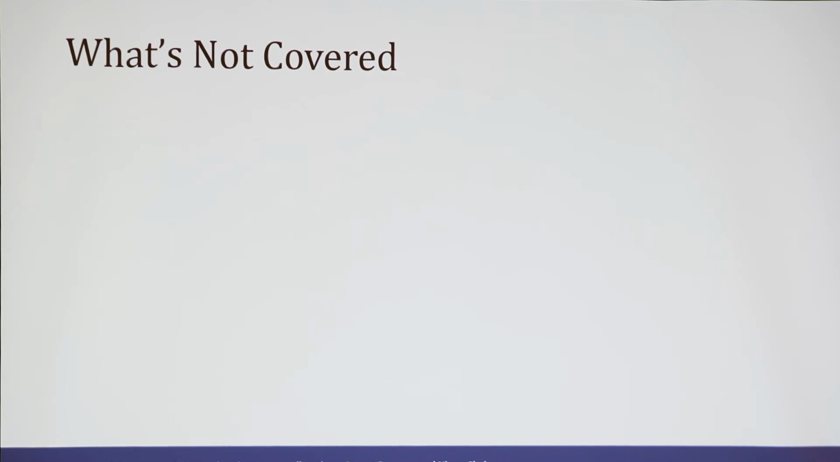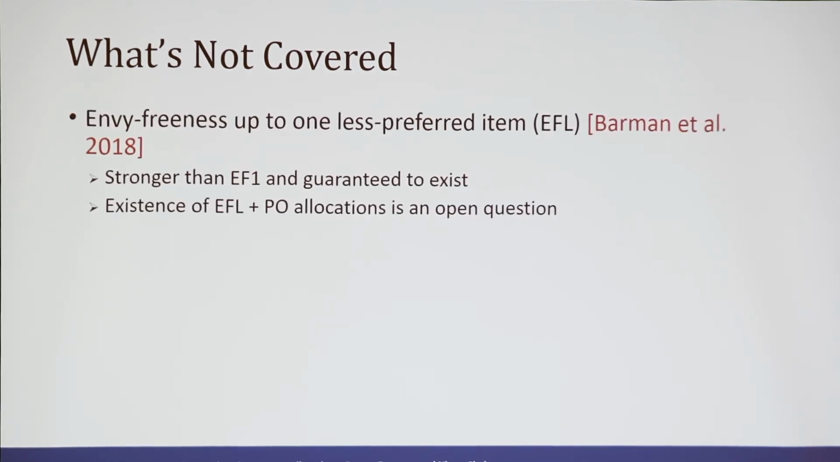Okay, what have we not covered in this section? We haven't covered a property called envy freeness up to one less preferred item, or EFL. So this is an interesting definition. It's a property that is stronger than EF1, and it's still guaranteed to exist. You can look up the definition in this paper here. The existence of EFL plus PO allocations is still an open question.